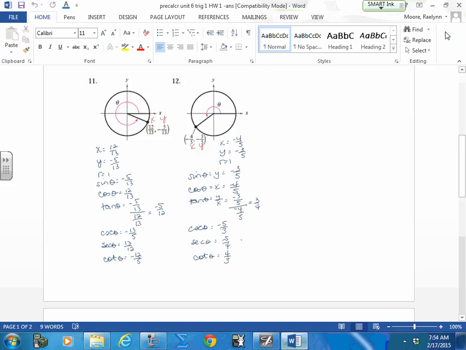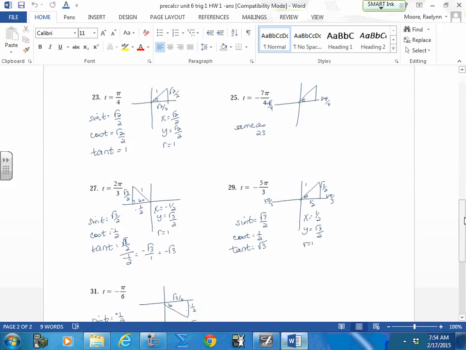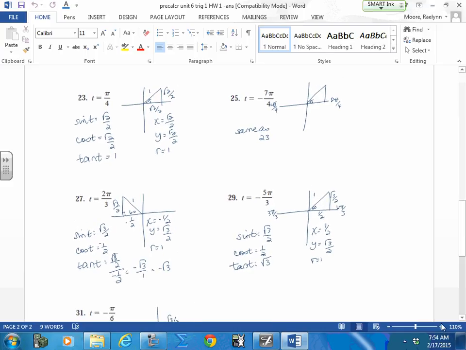Okay. The ones I was really concerned about were these guys. These are your special right triangles. And you're going to rotate them around. Okay, again, they start here and they open up into a circle like this. If this is your denominator, 4 pi over 4, 8 pi over 4. Figure out where the angle falls. They all work off the same reference triangle.